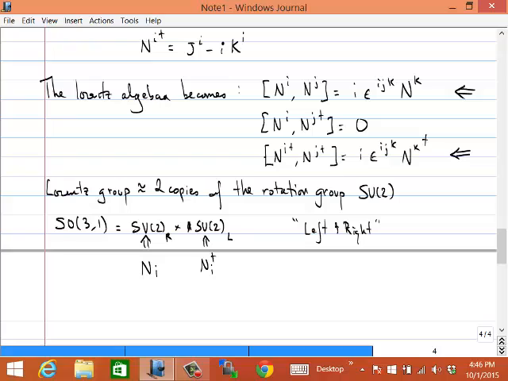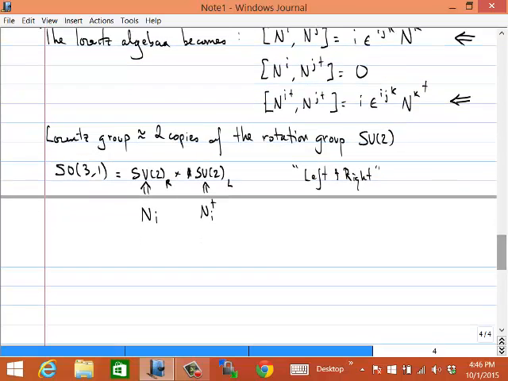Now, you already know what the representations of SU2 are. And if you don't, you'll know by tomorrow when you finish your problem set. And so we know what the representations of SU2 are. And so that means we know what the representations of the Lorentz group are. That means that a representation of the Lorentz group is given by a pair of representations of SU2.